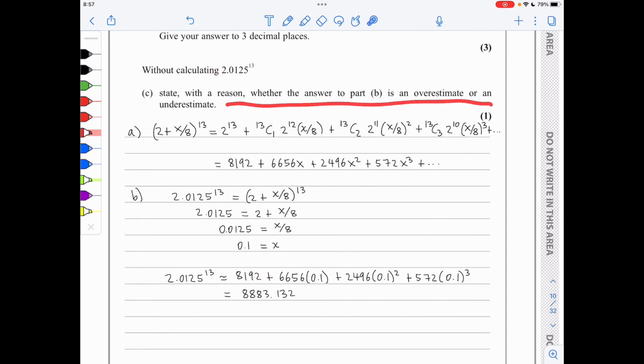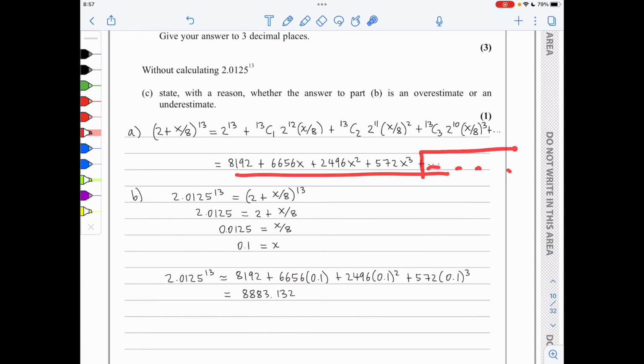Now in C, we are being asked, without calculating the exact value, to state with a reason whether what we have obtained is an overestimate or an underestimate. Well, if you look at the expansion, it's consisting of positive terms. So the part that we have missed to match the exact answer is a sum of positive terms. So this means that our estimate here is an underestimate.